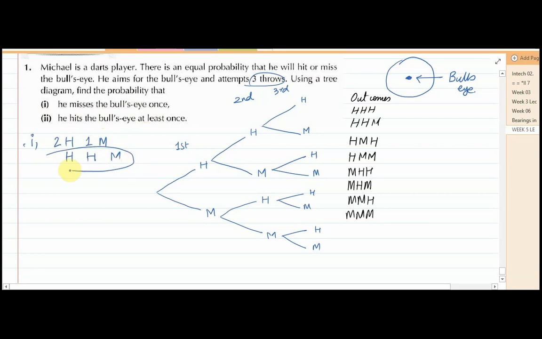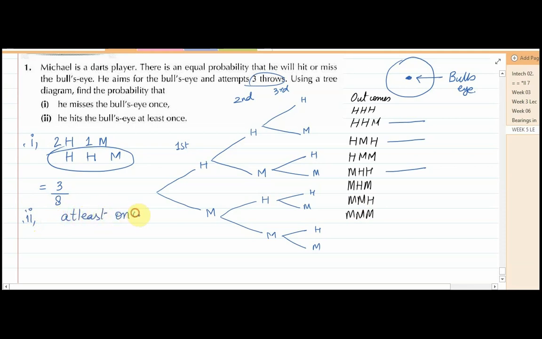Now there is no condition regarding the sequence, that he hit the first one and missed the last one. No condition given like that. So you need to consider HHM. Now I'm going to highlight these scenarios: HHM, HMH, HHM. So I think that I have 3 outcomes, right? So for the first part we have 3 options out of 1, 2, 3, 4, 5, 6, 7, 8, out of 8. So that is the possibility of the first one, that he misses the bullseye once. The possibility is 3/8.